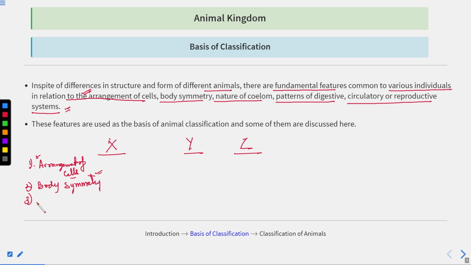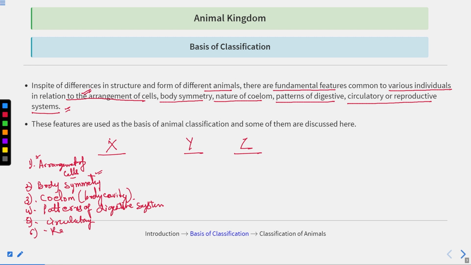Next is the coelom. You look at the coelom, that is the body cavity. What type of body cavity do they have? Now, you also see the patterns of the digestive system. You see their circulatory and then reproductive system.